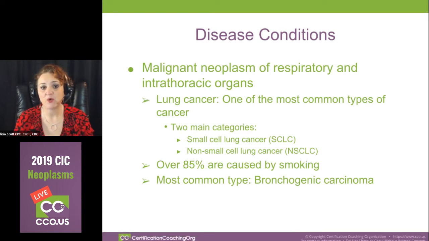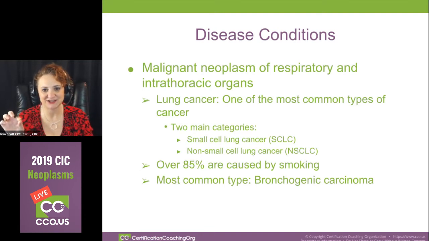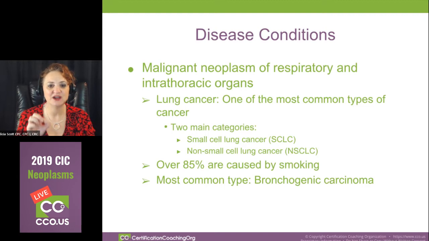If you have respiratory and/or intrathoracic organs, you're going to have lung cancer. One of the most common types of cancer is lung cancer. And it's not only because people smoke. I think it's just the carcinogens that we breathe and our lungs get compromised. There's two main types of lung cancer. You have small cell lung cancer and you have non-small cell lung cancer. So instead of calling it large cell, they just say you have small cell lung cancer, which is SCLC, and then you have non-small cell lung cancer. So it's not small. It's not large. It's not small. So I thought that was funny.